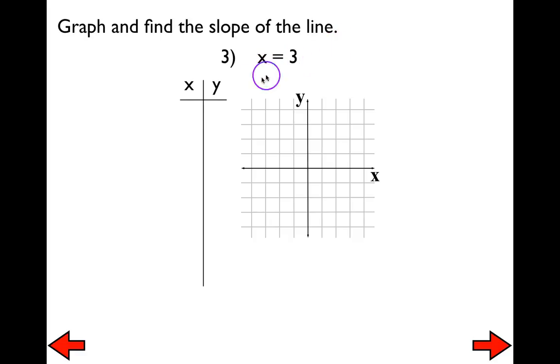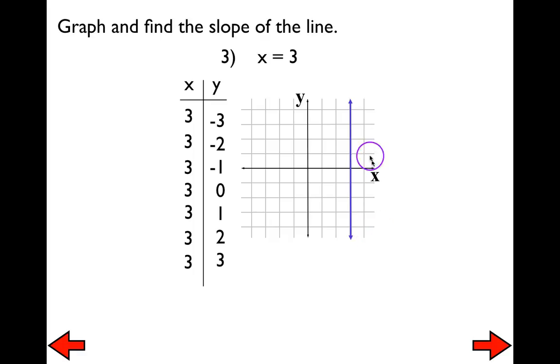In this case, since x equals 3, I'm going to make all the x values 3. And what am I going to put for y? Well, y could be any number you want. In this case, I'm going to go ahead and choose -3 all the way to +3. If I were to graph this, this is what I would get.